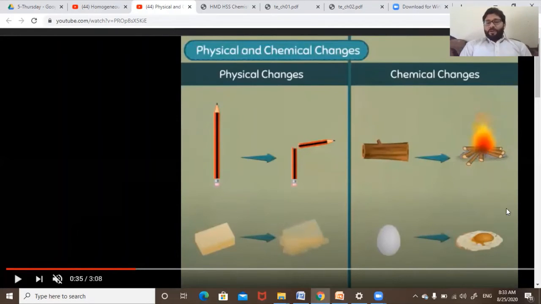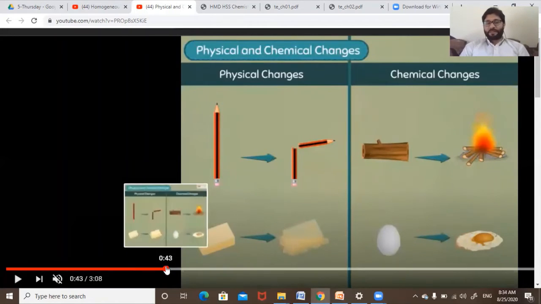Same in the case of the egg over here. When we boil an egg, it gives us this sort of egg at the end. So we can't convert the egg into this shape again. So it means that a chemical reaction takes place in this case right now.